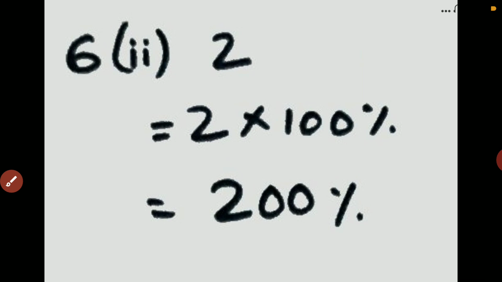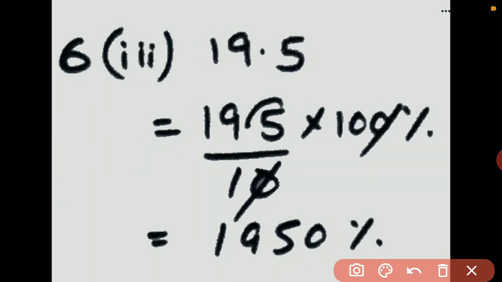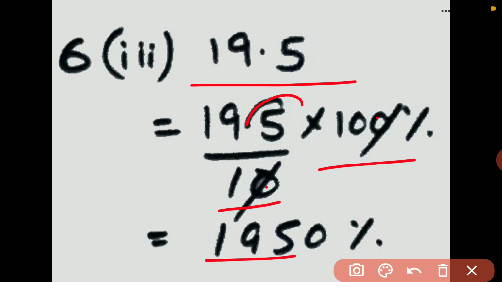The next number 6.3. The question given to us is 19.5. So I have to multiply this 19.5 by 100. So I've removed the decimal point and hence I got 10 here. 0 and 0 gets cancelled. So my answer is 1950% by multiplying 195 and 10.